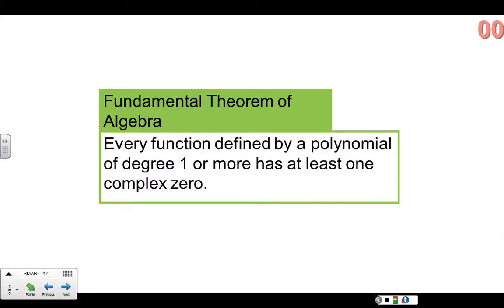one complex zero. Now you remember we talked about complex numbers earlier. All numbers are complex. They consist of either a real part and an imaginary part. However, a lot of numbers don't. The imaginary part doesn't show up. So this follows suit definitely with the fundamental theorem of algebra.